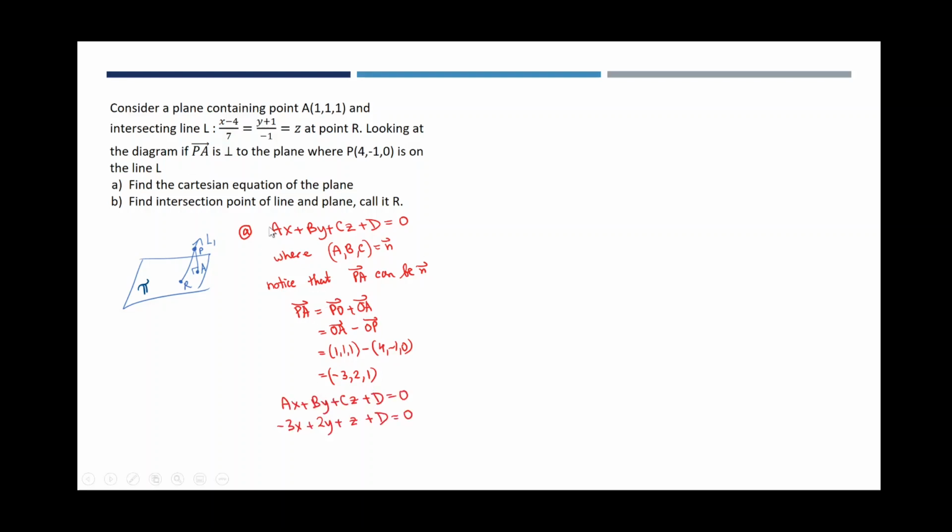Then that only gives us A, B, and C. We don't know D yet, so in order to find D, what you want to do is plug in any point that's on the plane. On the plane, on the picture, we have point R and A, but A is the only one that we know, so I'm going to plug in point A, and that gives us D equals 0, and so the Cartesian equation is done. Second part.